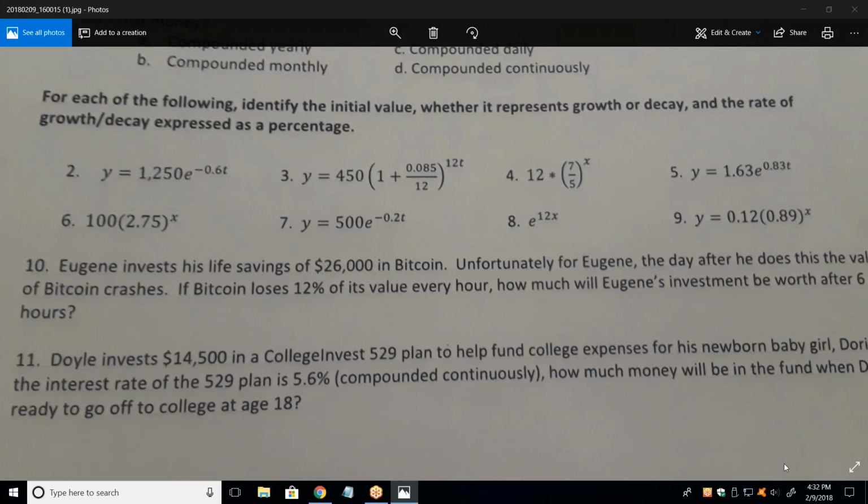So number 2, what's the initial value? It was 1250 e to the negative. The initial value is always that first number. So 1250, that was the equivalent of the 5,000 in the previous problem. Whatever that's a sub 0. Okay? Is that equation growth or decay?